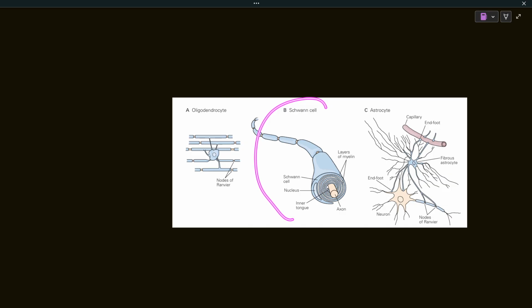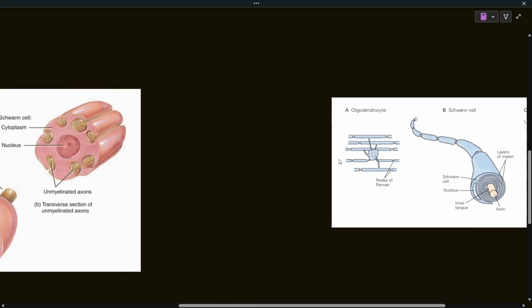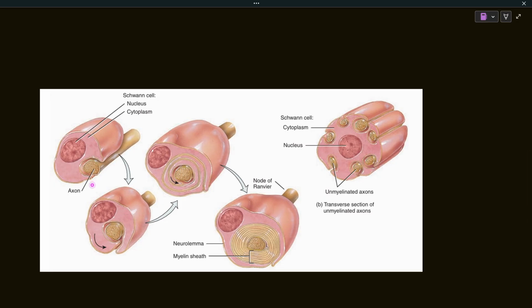Okay. So here you can see on the outer part there is the nucleus and cytoplasm of the Schwann cell, while the inner part is only the plasma membrane of the Schwann cell, which is forming the myelin sheath. Okay. So this is the step-by-step process of the formation of the myelin sheath. So this is how a myelinated neuron looks like.